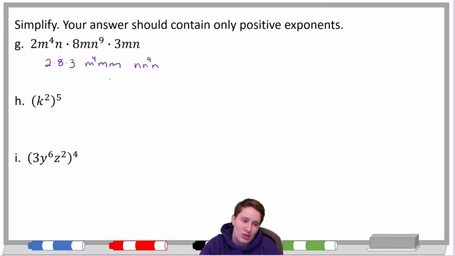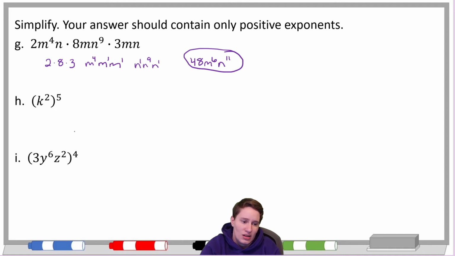2 times 8 times 3 would be like 6 times 8, so that's 48. M to the 4th, m and m, which both of those would be to the first power. That means we have 6 of them, so m to the 6th. Then we've got n to the 9th and n to the 1st. That would give us n to the 11th.